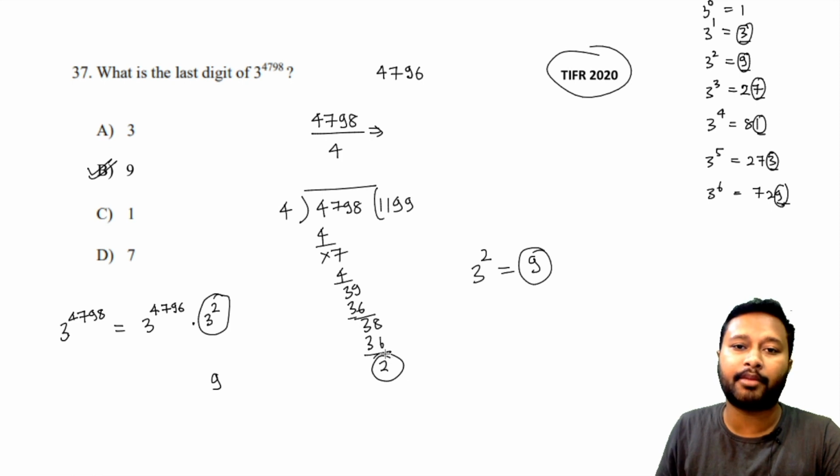If I would be getting remainder 1, in that case, the answer would have been 3. If I would be getting remainder 3, in that case, the third number of this cycle was what? That was equal to 7. So the cycle is starting from here, 1, 2. If it would be 3, then I would have got this. So that's how it will be done.